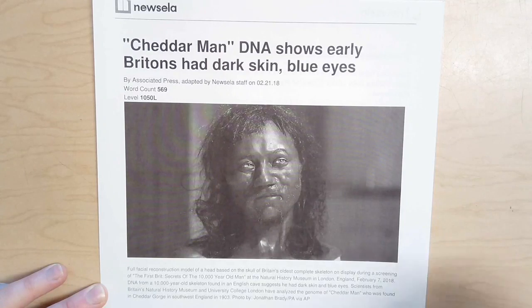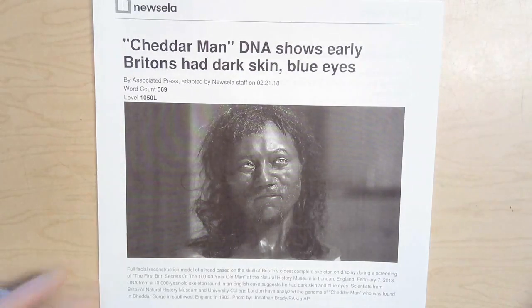They analyzed Cheddarman's DNA, and they found out that actually the earliest people to live in Britain were not pale like most people who live in Britain are today, but they actually had dark skin and blue eyes. So a really cool article. Let me know if you're interested in reading it.